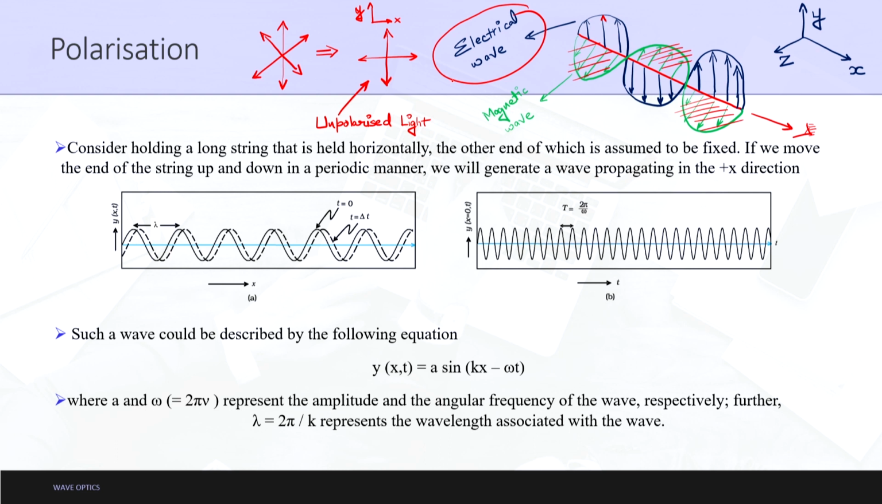So for this class let me stop here. I will start again with this concept in the next lecture: what is unpolarized light, what is light, what is happening. Let me try to revise it again in the next lecture.